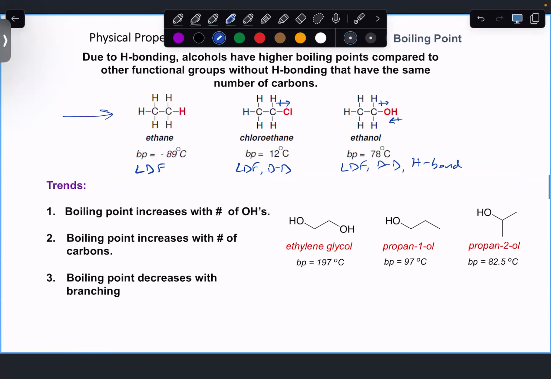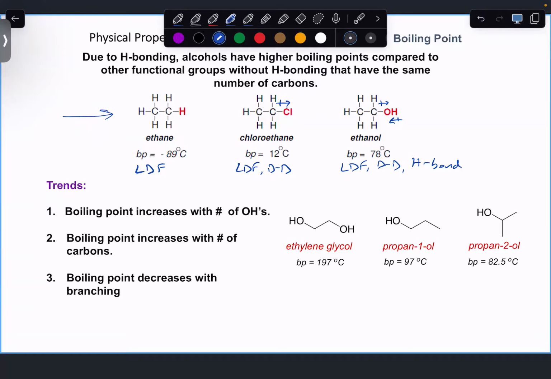Right. A couple of other things to notice. And we've kind of been alluding to this a little bit. The more OH groups you have, the more hydrogen bonding groups there are, and so the higher the boiling point. So notice the difference between the boiling point of this dihydroxy compound versus the single hydroxy compound. 197 versus 97. It basically doubles the boiling point.